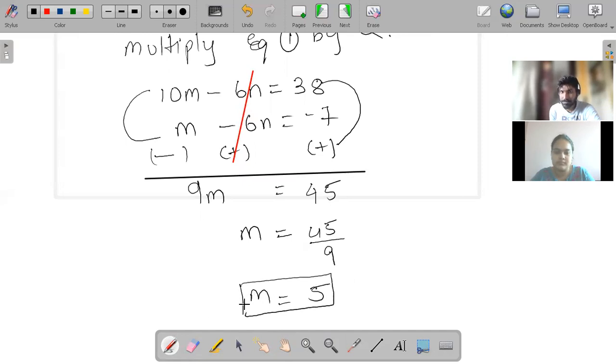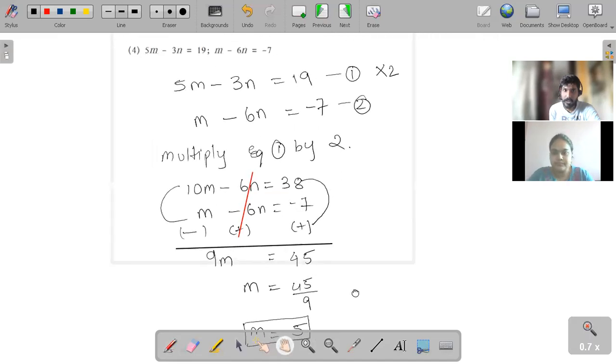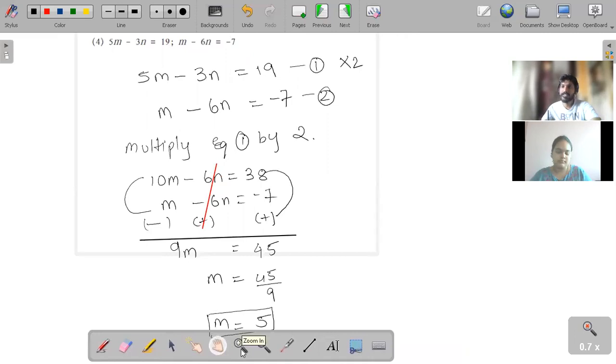Up to here, is it clear? Yes, and now you have to just substitute m into equation 2. Understand and write first up to here. Understand each and every step and write. Okay. Take your time, but understand and write.